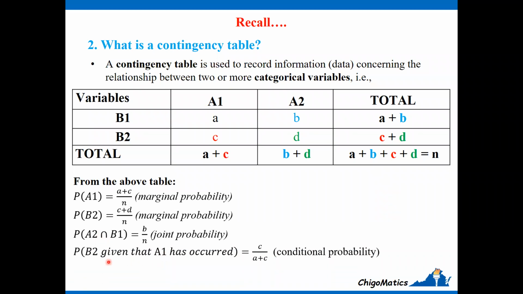Then we look at the probability of B2 given that A1 has occurred. Here already it is a conditional probability. We want the probability of B2 given that A1 has already occurred. That means we have reduced our sample space from N to A plus C, because A1 has occurred. Therefore, B2 given that A1 has happened is the intersection of that situation. So it will be C over A plus C, which is now our new sample space.